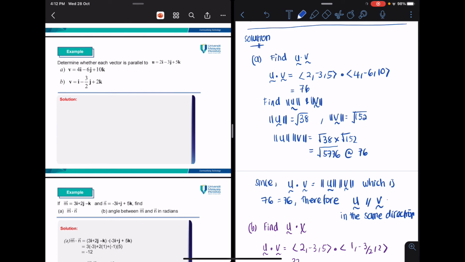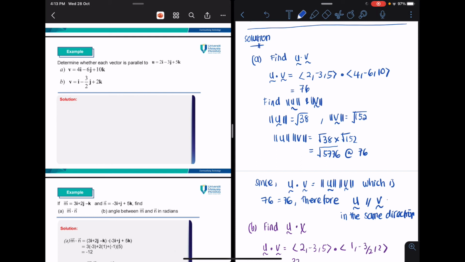And then right after this, what should I do? I have to determine the magnitude of each vector separately. So in this case, I will get the magnitude of vector U equal to √38. Meanwhile, the magnitude of vector V is equal to √152. So I have to find the multiplication between the magnitude of vector U and the magnitude of vector V. And then I will get √5776, and then if I'm using my calculator, √5776 is equal to 76.